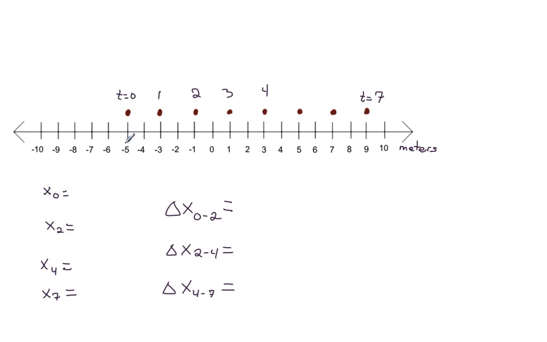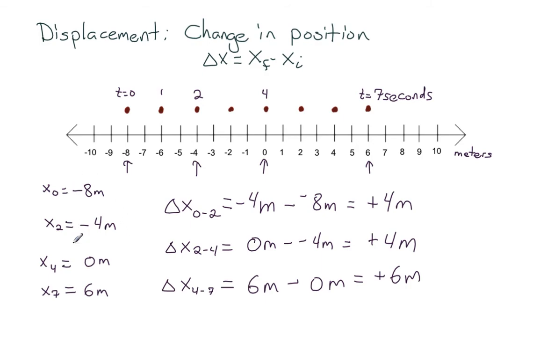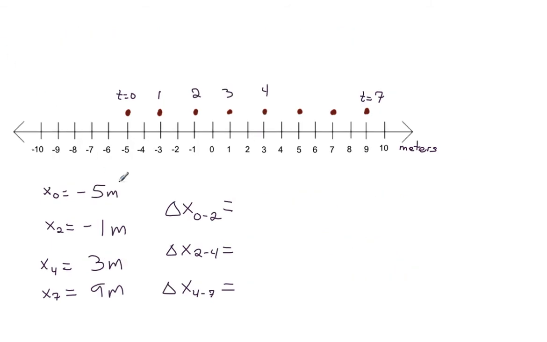Position at 0 time is negative 5 meters. The position at 2 seconds is negative 1 meter. The position at 4 seconds is 3 meters. And the position at 7 seconds is now 9 meters. These are all new positions compared with the previous motion. But it's the same motion. It looks the same. The object's moving to the right in a similar way as it was before. And we should see that when we make these displacement calculations. These should be the same.